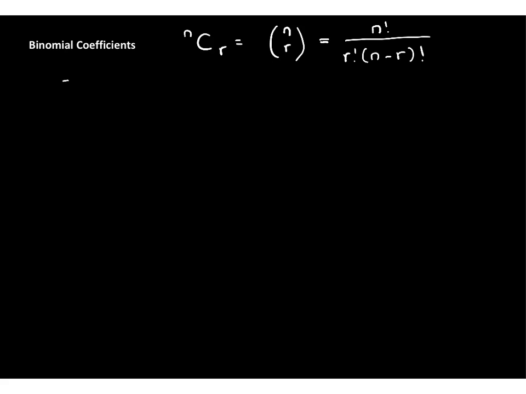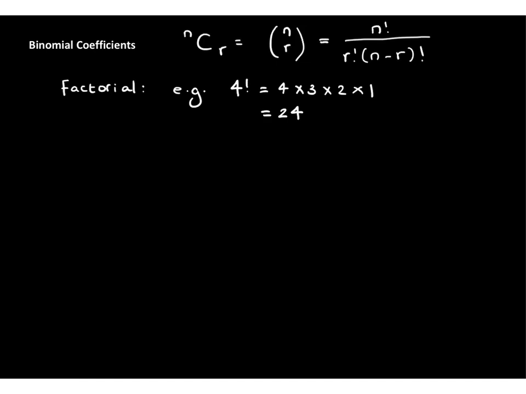Now, you might need to remind yourself about the concept of a factorial. So, for instance, if I want to work out 4 factorial, that would be 4 multiplied by 3 multiplied by 2 multiplied by 1. So 4 and all integers below 4 multiplied together to create a product. So 4 factorial is equal to 24.